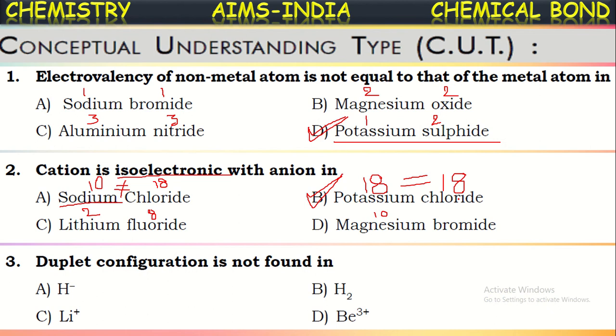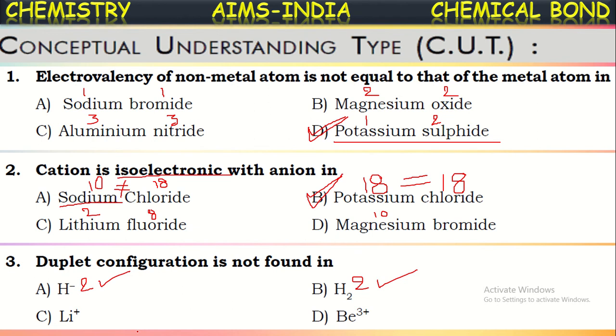Okay, next one. Duplet configuration is not found in. Duplet configuration means having 2 electrons in its first shell, that is the outermost shell. See H minus. We know hydrogen has 1 electron. H minus means it gained 1 electron. So it has 2 electrons now. That is a duplet configuration. What about H2 molecule? Each hydrogen atom will be having 1 electron. On bond formation with the other hydrogen, both hydrogens will mutually share 1 pair of electrons. So both will get 2 electrons by sharing. So they are having duplet configuration.